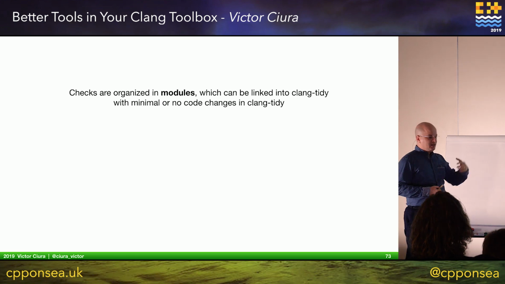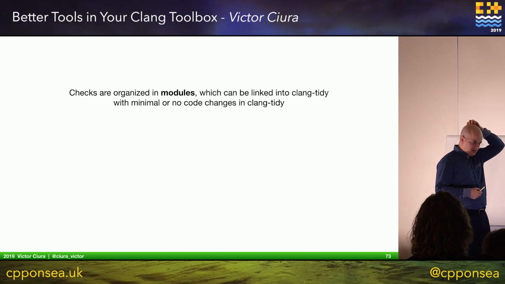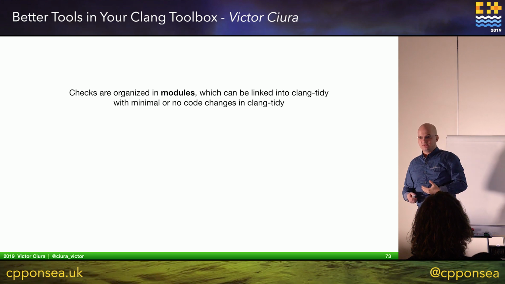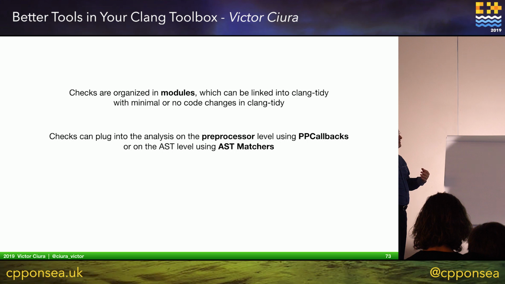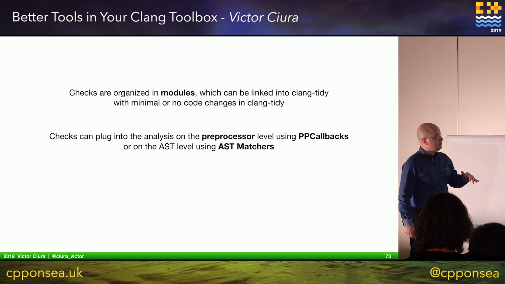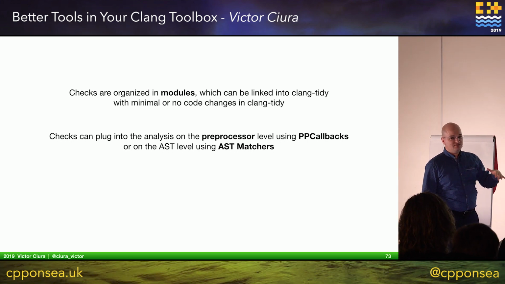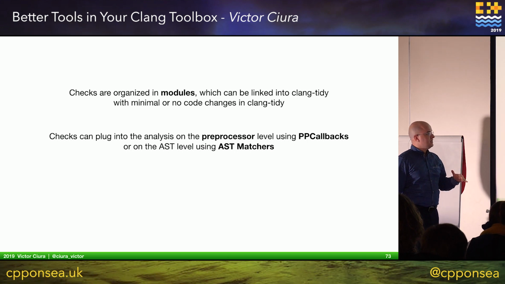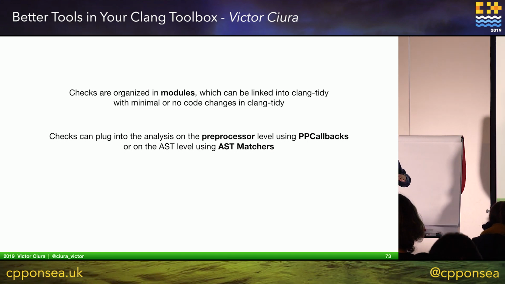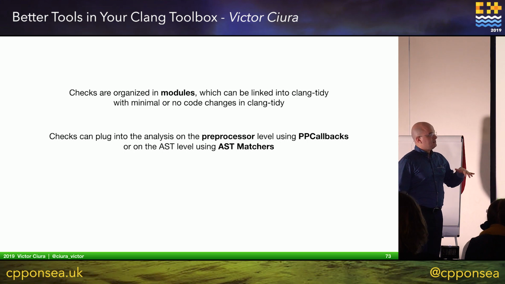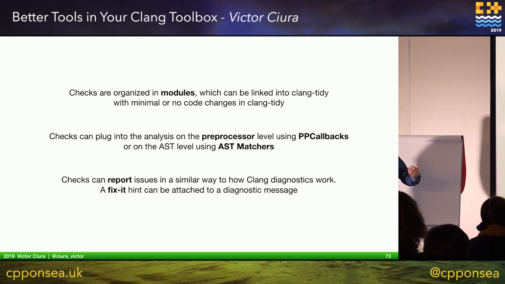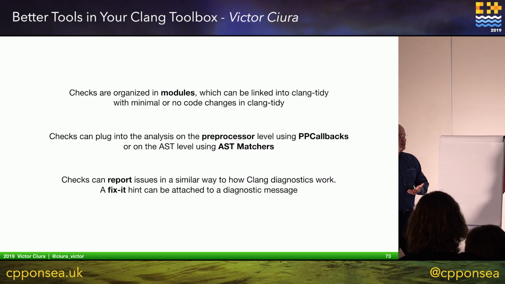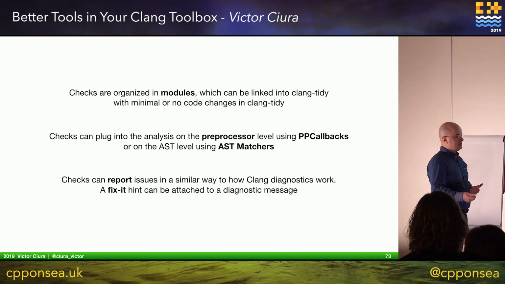This is the part where I'm trying to give you a feel for what it takes to build a tidy check. Checks can plug in the analysis at a preprocessor level using PP callbacks, or at an AST level in Clang using AST matchers. Usually, most checks that you would need to write are at AST matcher level. So checkers can report issues in a similar way that Clang diagnostics do, with a message or a fix-it that can be automatically applied if the user wants that.